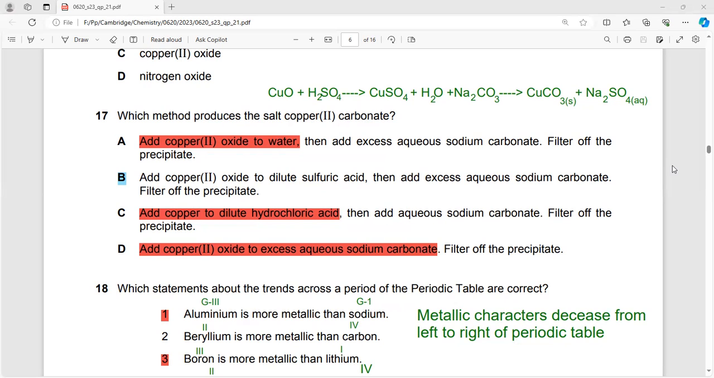C, add the copper to the dilute hydrochloric acid. Copper will not react with dilute hydrochloric acid, so this reaction will not take place, and that's why it is the wrong option. D, add the copper oxide to excess aqueous sodium carbonate. If you directly react it with aqueous sodium carbonate without making the copper sulfate, it will not react. So according to the given equation or standard process, B is our correct option here.